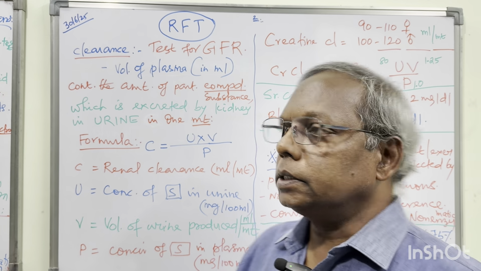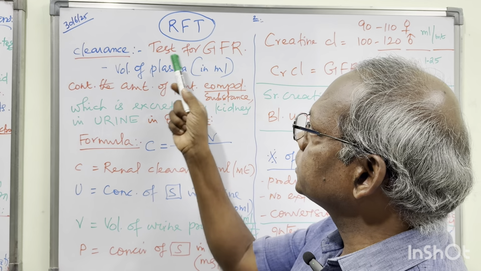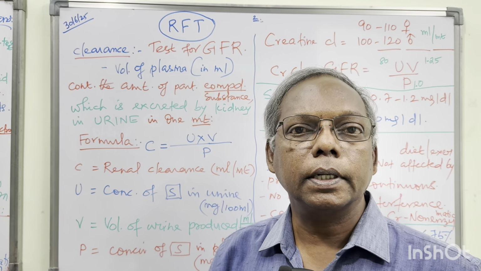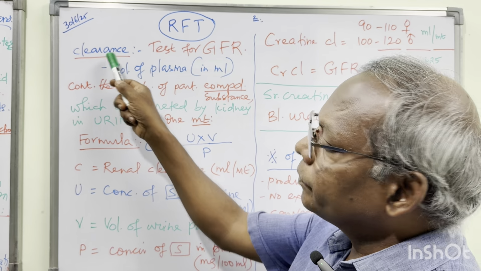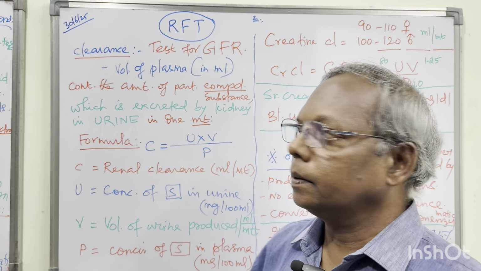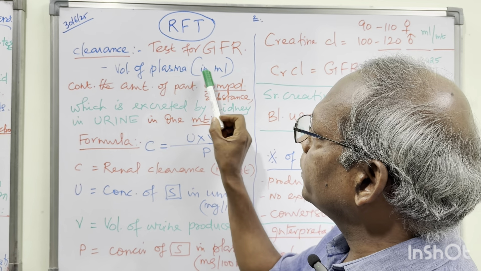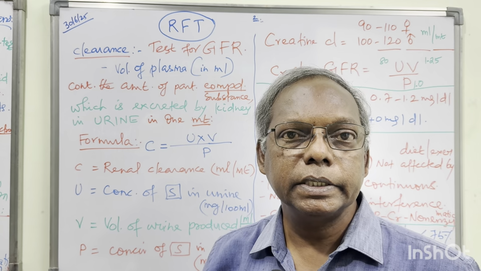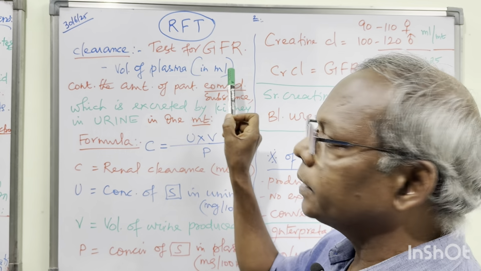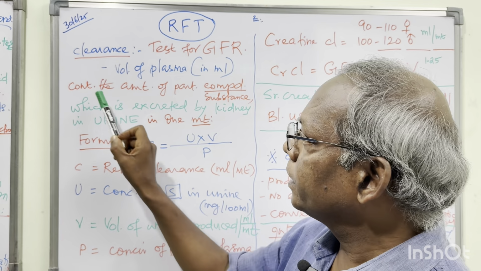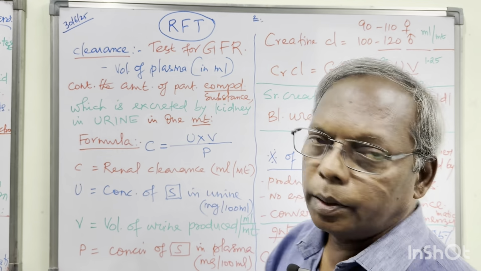Yes. Next, what do you mean by clearance? I already told you clearance means it is a test for glomerular filtration rate. So how will you define clearance? Yeah, that is volume of plasma in ml. It is defined as volume of plasma in ml, milliliter, contains the amount of particular compound.